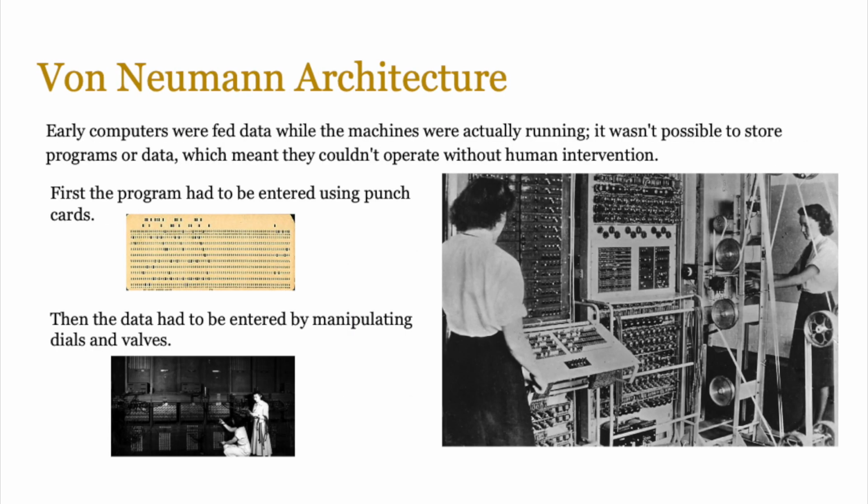Let's start first of all by looking at the von Neumann architecture and a brief trip down the history of computer science. Now, early computers were fed data while machines were actually running. It wasn't possible to store programs or data anywhere. There was no particular RAM or hard drive, which meant that they couldn't operate without human intervention. And the first programs had to be entered using punch cards. So the program itself was on these punch cards. The data which we were going to input into the program had to be entered by manipulating dials and valves. Now, as you can see, computers were very complex machinery, and not everybody could use them. And often multiple, expert people had to be involved in operating a computer.